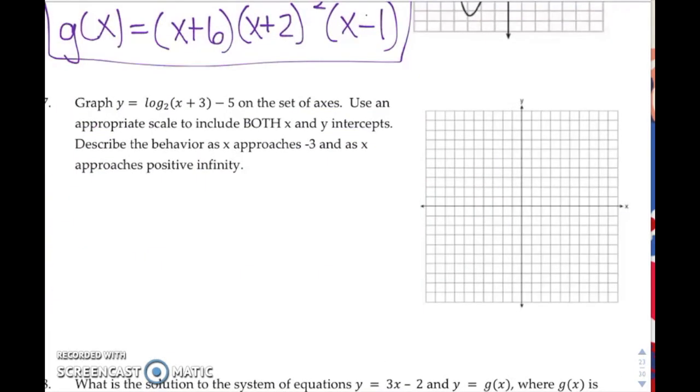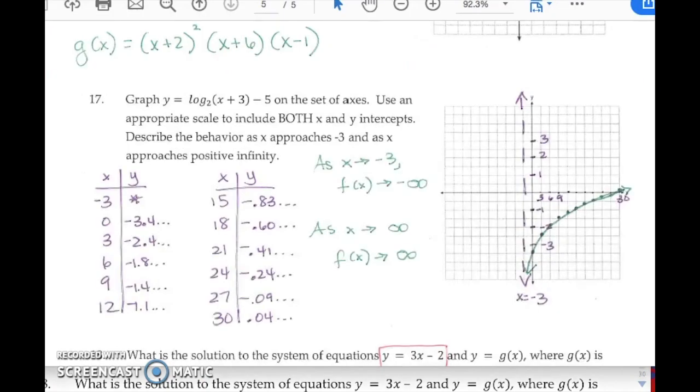Okay, next one. Graph y equals log base 2 of (x plus 3) minus 5 on the set of axes. Use the appropriate scale to include both x and y intercepts. Describe the behavior as x approaches -3 and as x approaches positive infinity. Again, I'm going to bring in a finished graph so we can take a look at this.